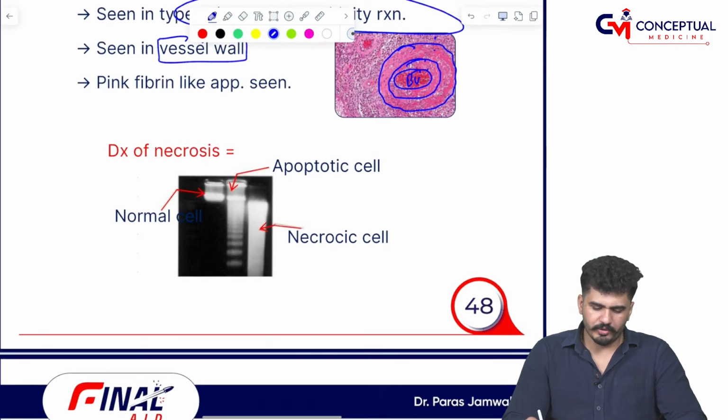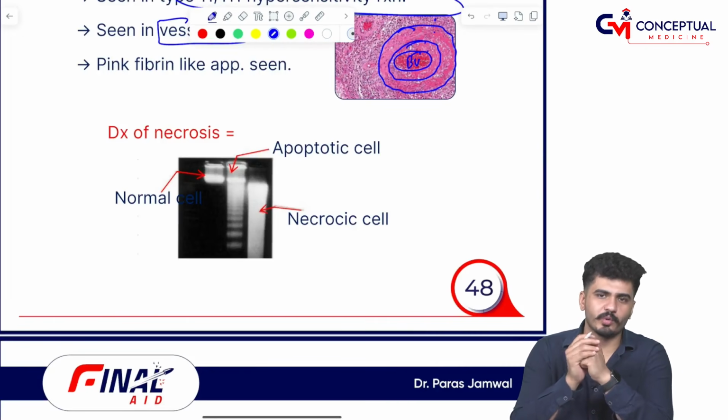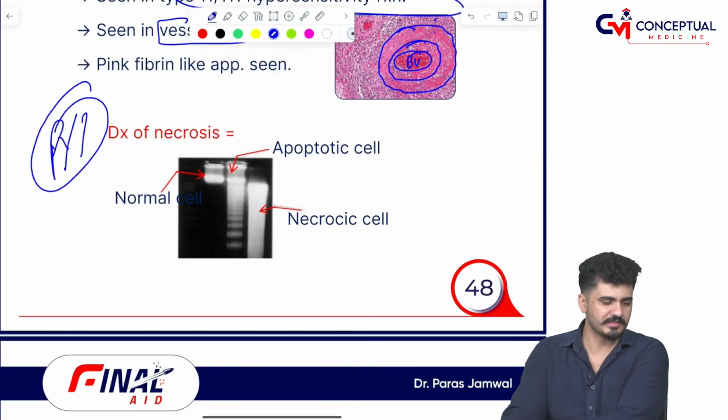Fibrinoid necrosis. Now, diagnosis. On the gel electrophoresis study, how are you going to diagnose? This is also your previous year topic, sir. Never forget these simple topics which are going to help you pass this exam.